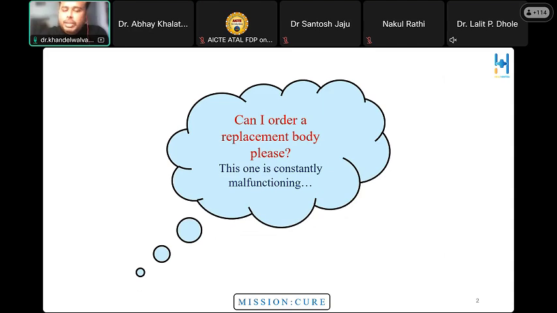Now, before I joined the program, many patients used to ask me whether they could order a replacement body part, because their current one was constantly malfunctioning. So what do you think, is it really possible? The answer is no.